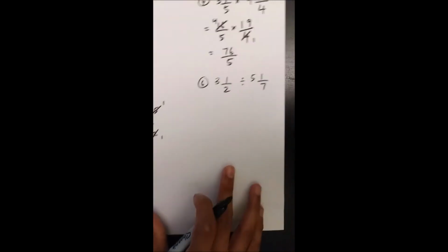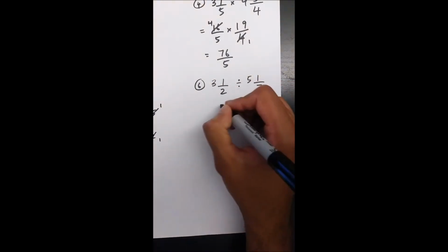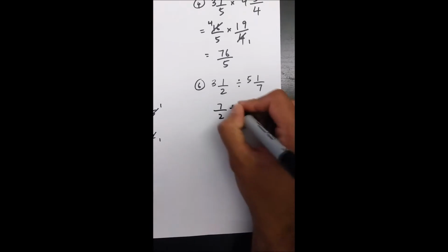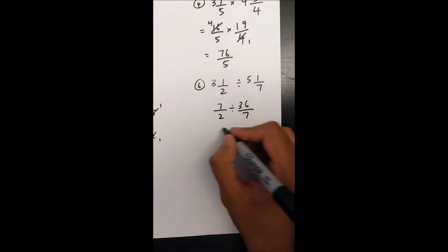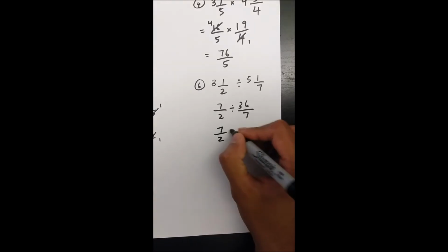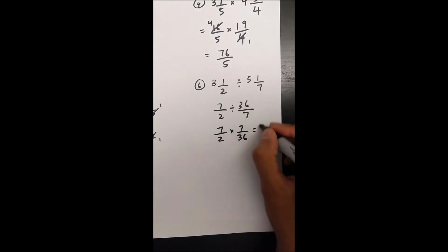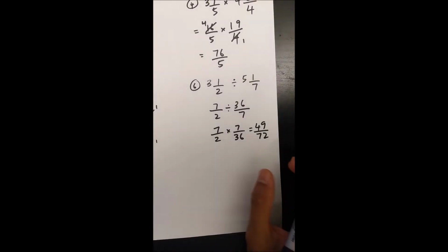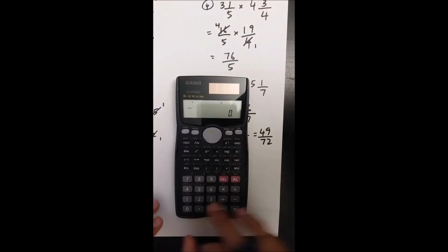Let's try this last one here. Again, you can probably do this in your calculator, it's a lot better, but just in case you don't have a scientific one, 7 over 2 divided by 36 over 7. 7 over 2 times 7 over 36, just 49 over 72. Again, you can't reduce that down, or you can check your solution in the calculator.